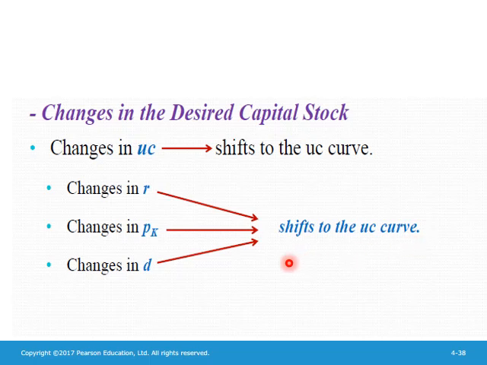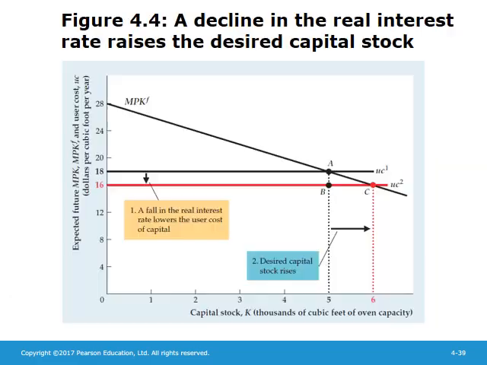Either a positive shift, where it moves downwards due to the decline in any of those variables, which would result in an increase in the desired capital stock, as we will see graphically shortly, or an increase in R or PK or the depreciation rate, which would result in lowering the desired capital stock. We will illustrate it graphically.